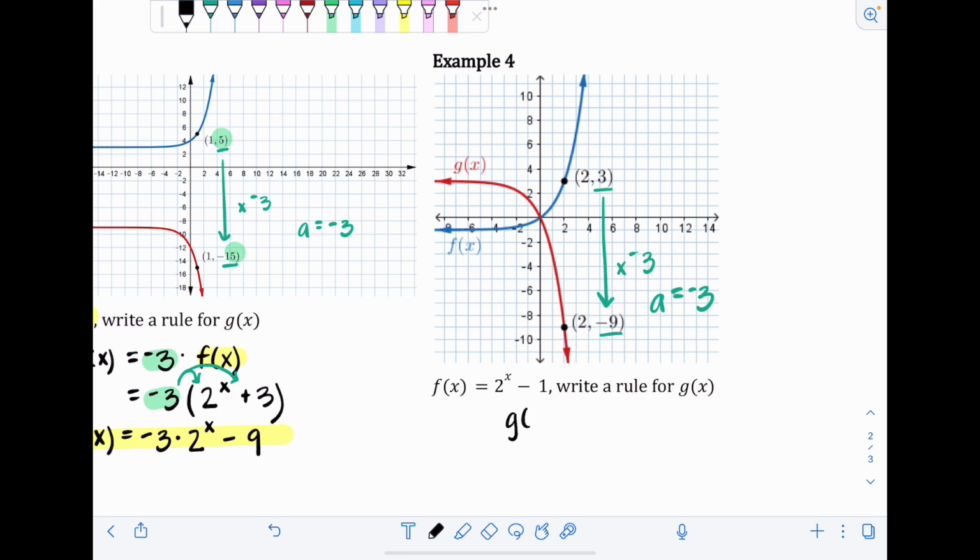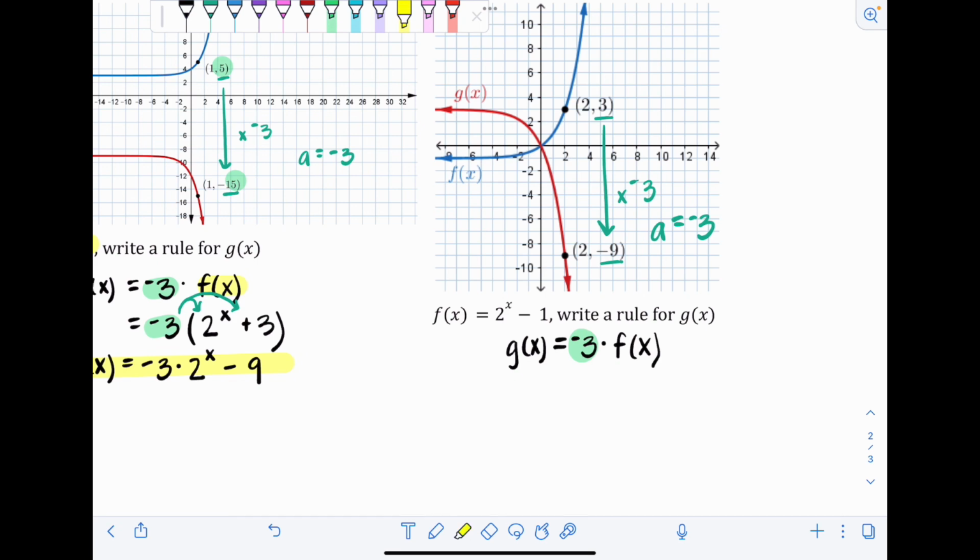So g of x is going to be equal to, since it's a vertical dilation, A times f of x. And we just figured out that A needs to be negative 3 to make this happen. So I'm going to take out the A and put the negative 3 there. And then now, since it's just negative 3 times f of x, I can take my original f of x and put it in there. So it'd be g of x equals negative 3. I'm going to put f of x in parentheses so I don't forget to multiply that second part by it. So it'd be 2 to the x power minus 1.